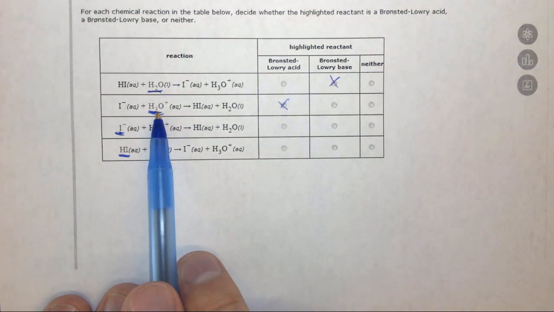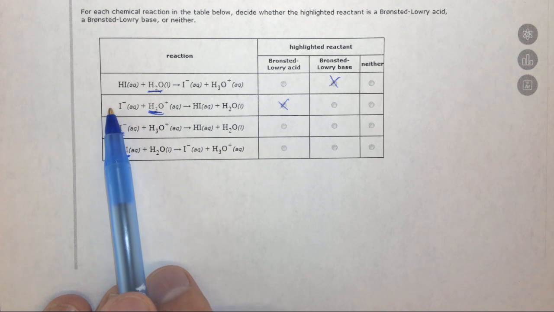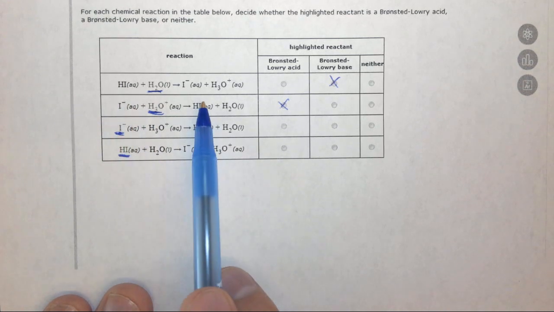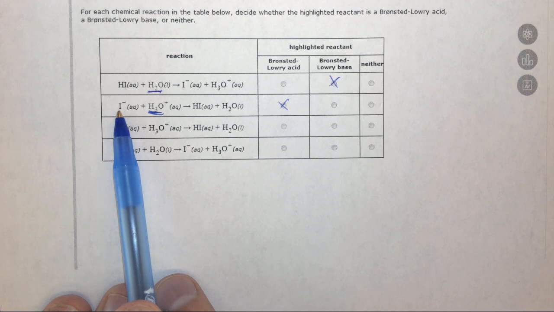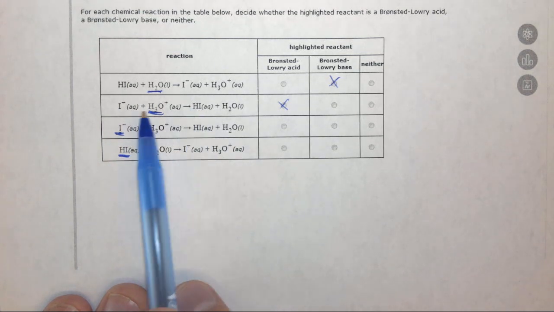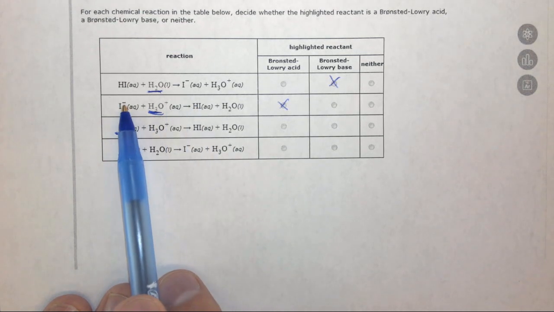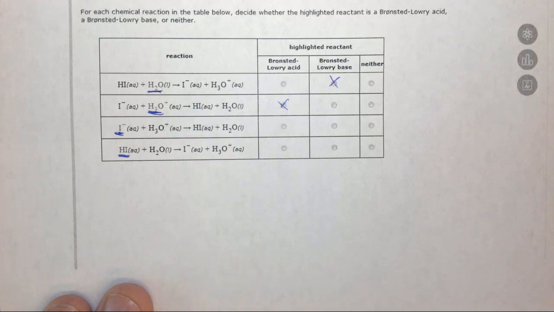And if we look at the I minus for a second, it gains an H and goes from a minus charge to neutral, because it goes from I minus to HI. So it gains an H and a plus charge, which cancels out that negative charge and becomes no charge.